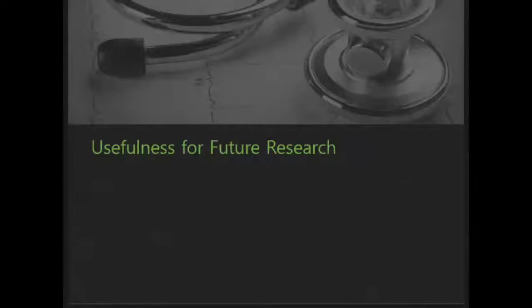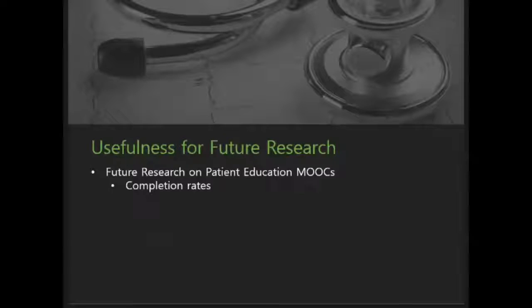This leads us to the usefulness of this research for future research, and there are two specific areas of priority that have emerged from my study. The first of this is future research on patient MOOCs. And a first step in terms of this research might be to research completion rates and collect data to determine whether students were actually completing these MOOCs.